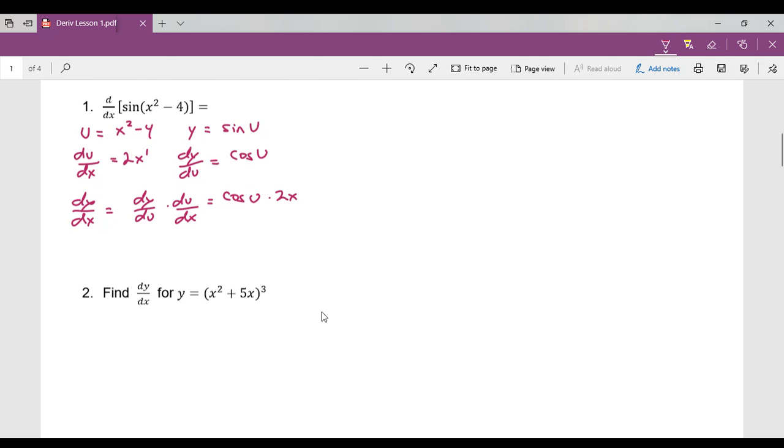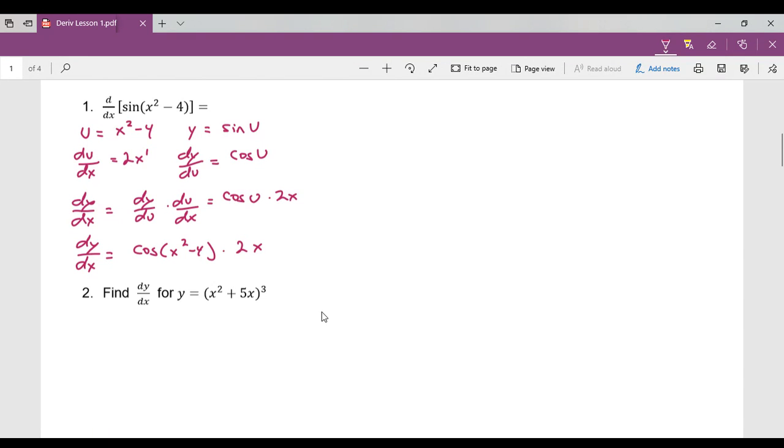But if you look up here, there's no u's in that. We actually put the u's in to see the composition. So you're like, if only I knew what u was equal to. Well, you do. u is equal to x squared minus 4. So you would get cosine of x squared minus 4 times 2x.